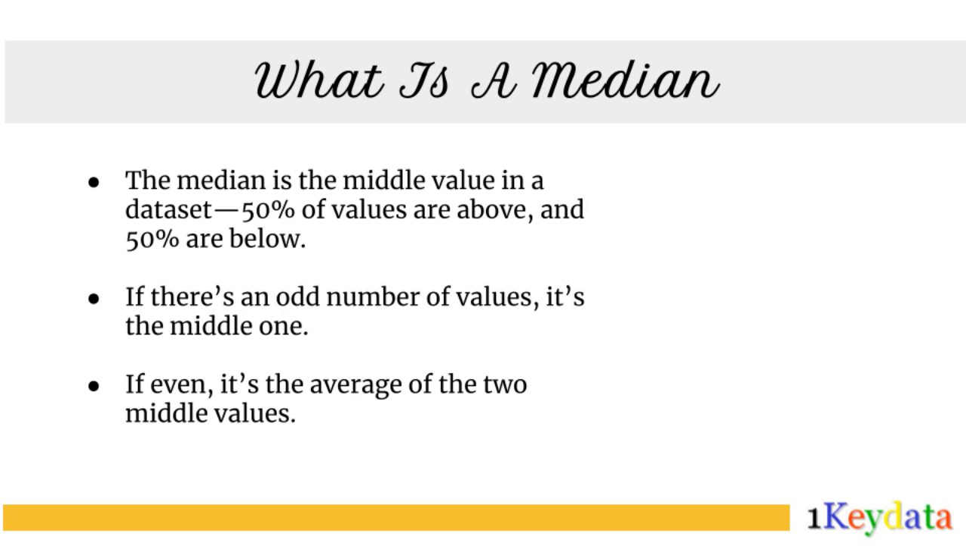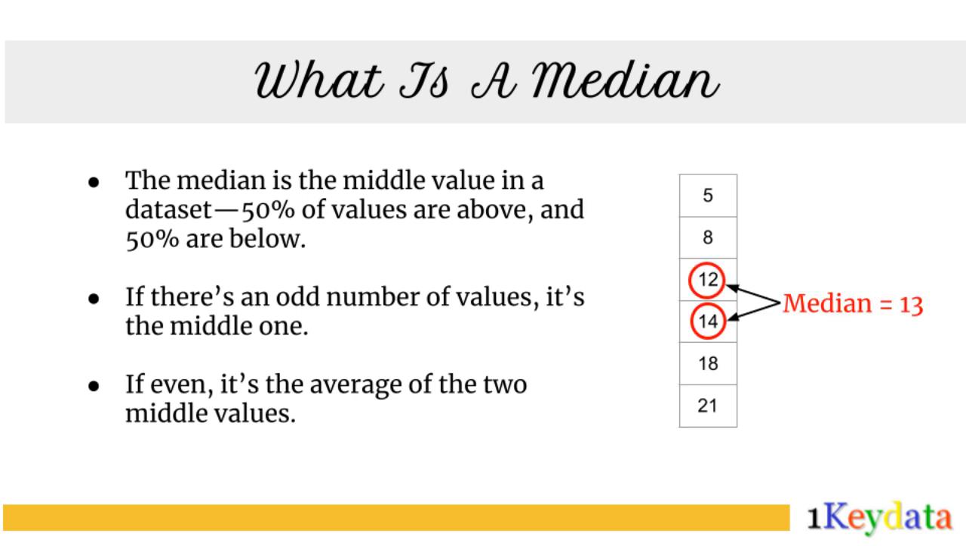If there's an even number of values, it's the average of the two middle values. In this example, the median is 13, since it is the average of the middle two numbers, 12 and 14.